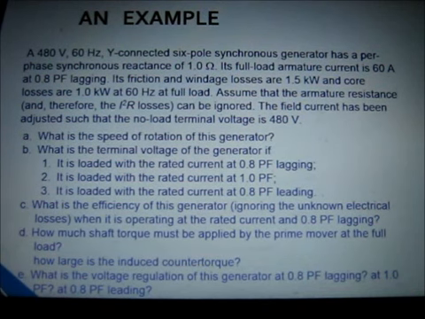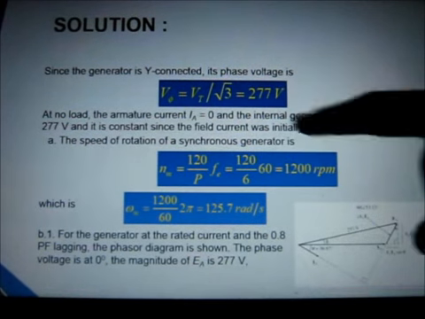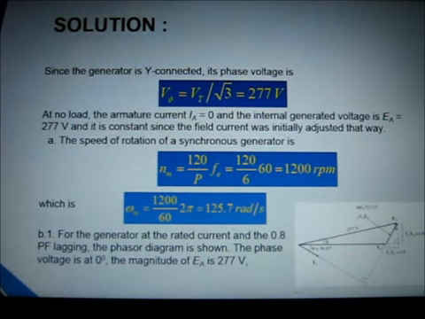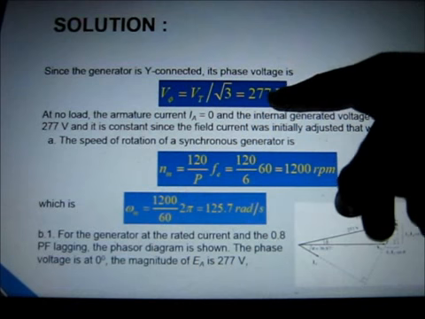In this case we have to calculate the speed of rotation of the generator, the terminal voltage in case of leading, lagging and unity power factor, the efficiency of the generator, the shaft torque and the voltage regulation. As it is star connected, we know V phase equals the line voltage divided by root 3. It was given as 480, and hence 480 by root 3 equals 277 volts because it is star connected. Now at no load the armature current is 0 and the internal generated voltage EA equals this V phase.